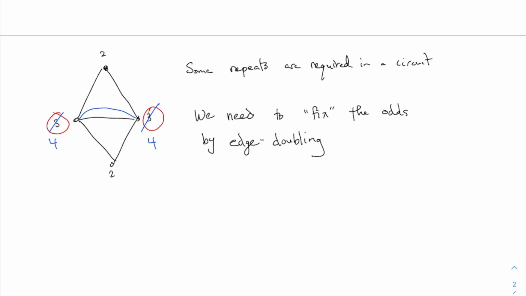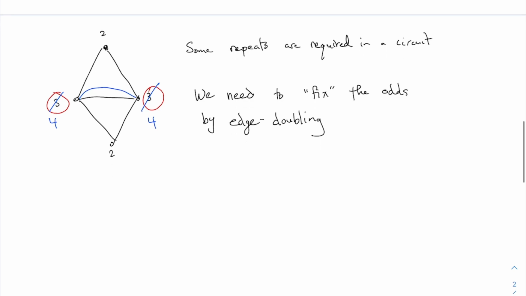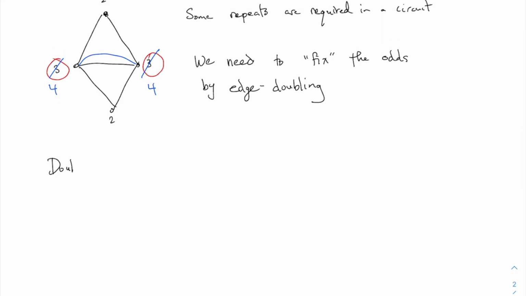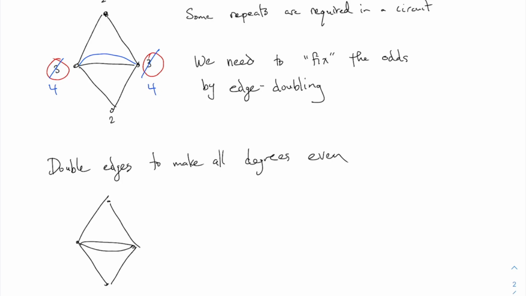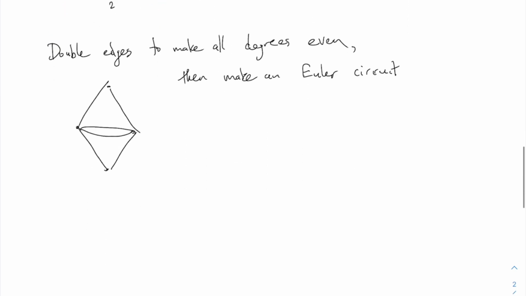And now in this new graph, all the degrees are even. And so now it is possible to make an Euler circuit in this graph. So the strategy here is double edges to make all the degrees even. And in this particular example, if I do that, I end up with this graph here. It has two edges going across the middle instead of just one, because I doubled up that edge. Double edges to make all the degrees even, and then make an Euler circuit. Because now all the degrees are even, I should be able to make an Euler circuit, that is one which has no repetitions.